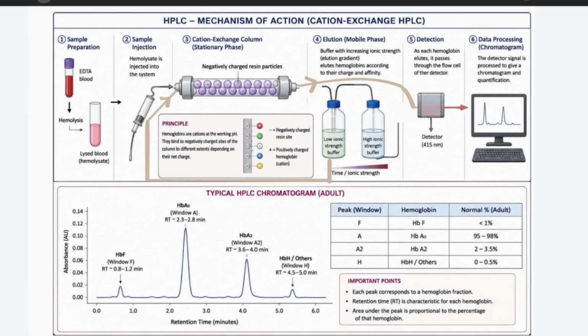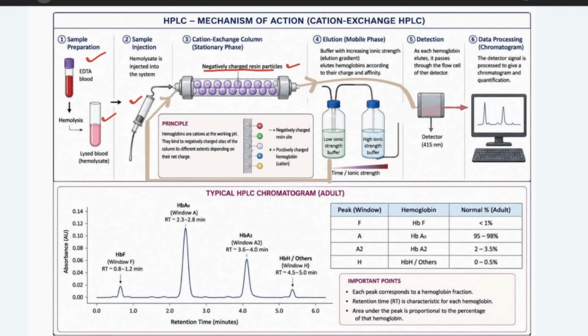This picture shows the mechanism of action of HPLC. At first, we take blood in an EDTA vial. After that, hemolysis of that blood is done, and RBCs are broken down. Due to this, the hemoglobin fractions come out of the cell, and this hemoglobin is injected into the HPLC column under high pressure. Hence, this technique is known as high pressure liquid chromatography. When hemoglobin fractions come inside the HPLC column, they bind with the negatively charged resin particles inside the column. These resin particles constitute the stationary phase of the HPLC column.